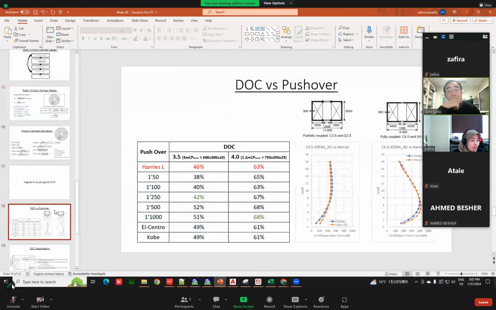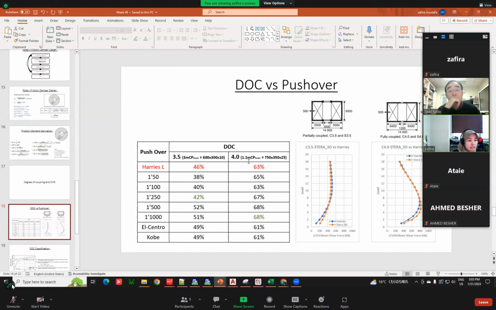Okay. And then I tried some analysis to find the degree of coupling. This is based on the Harris result and also Stera 3D. If you can see, the blue line is from Harris and the orange line is from Stera 3D. In Harris's study, they have lateral load, which they already applied in the analysis. From Harris, they have a short beam and a long beam. The 3.5 model is the longer beam, which is 3 meters, and the 4.0 model has a 1.2 meter beam, which is the short beam.